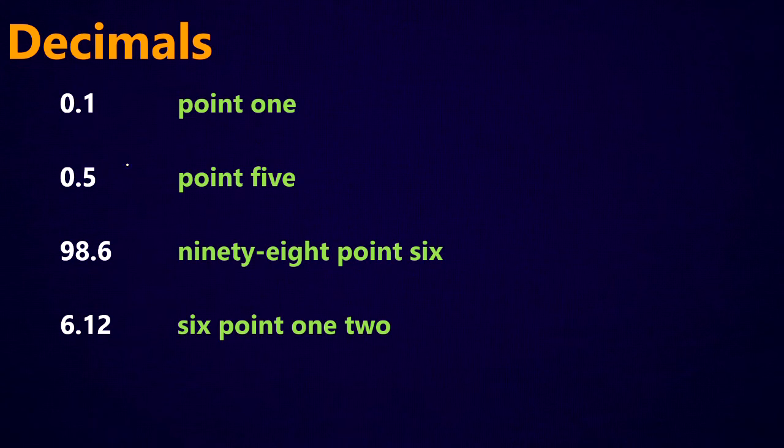For decimals, that's when we have the little point here. So we're dealing with less than a whole number. So for this number, we would say 0.1. For this one, we would say 0.5. People normally won't say zero point. They'll just say 0.1 or 0.5. 98.6, which is the average body temperature of a human being, or 6.12.